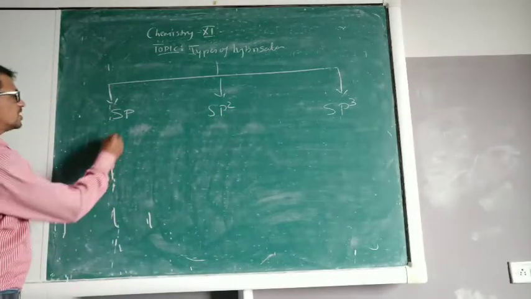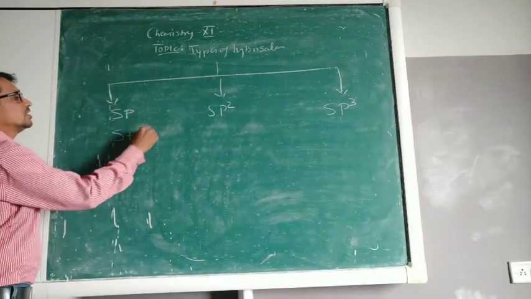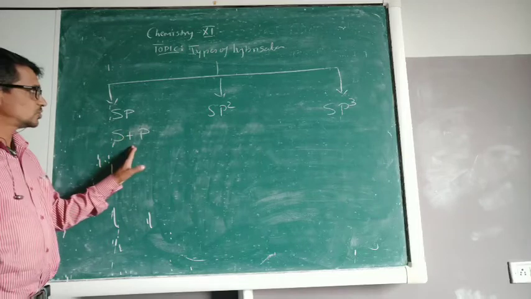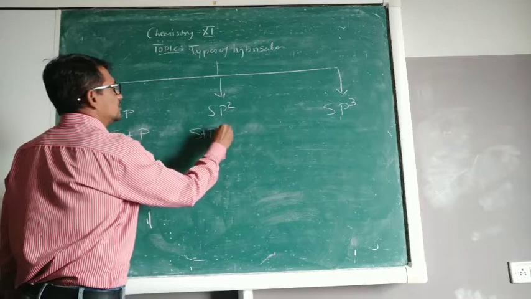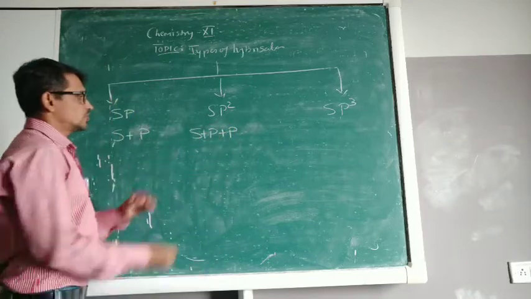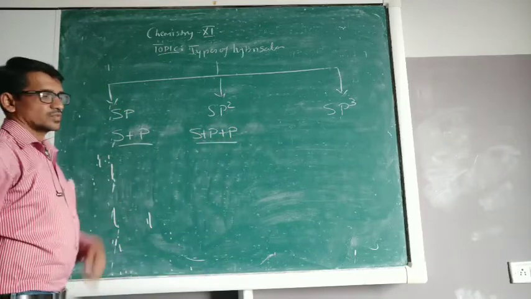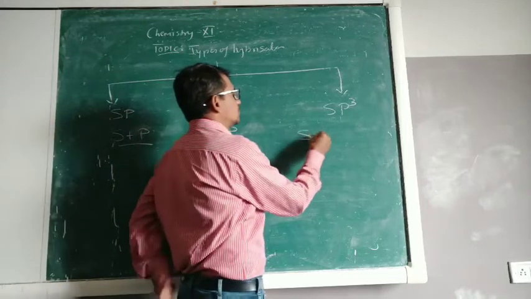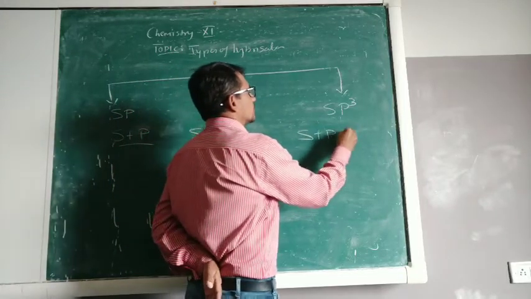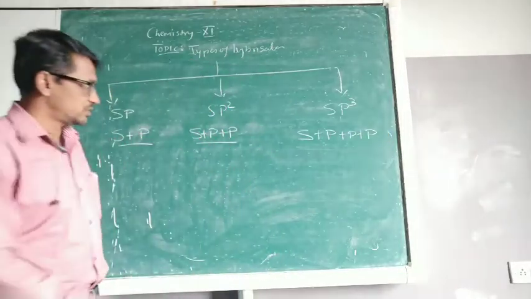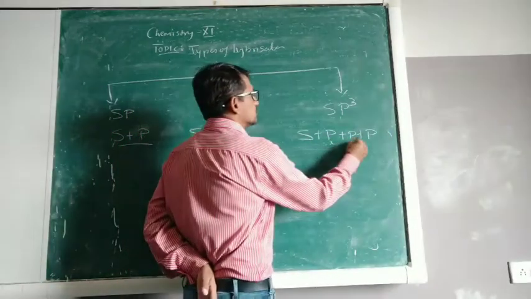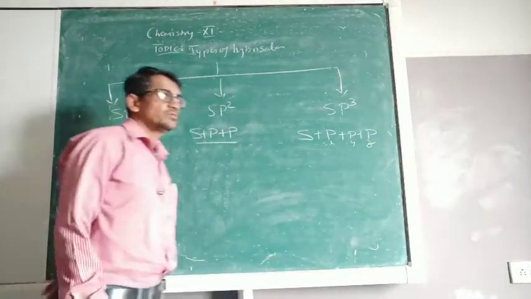Here sp hybridization is what? One s orbital and one p orbital will mix together. Here one s orbital and 2 p orbitals mix together. And here one s orbital and 3 p orbitals, px, py and pz, mix together and form hybridization. That is known as sp3 hybridization.